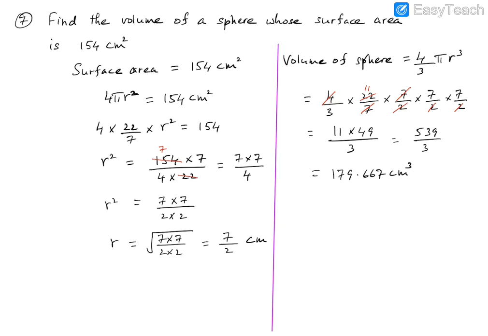Okay, so we now have the volume of the sphere. The radius was not given to us in the question directly, but the information to calculate the radius was provided in terms of the surface area. By applying the formula for the surface area and using the given value of the surface area, we were able to calculate the value of the radius. Once we had the radius, we substituted it in the formula for the volume of the sphere and obtained the answer as 179.667 centimeter cube.